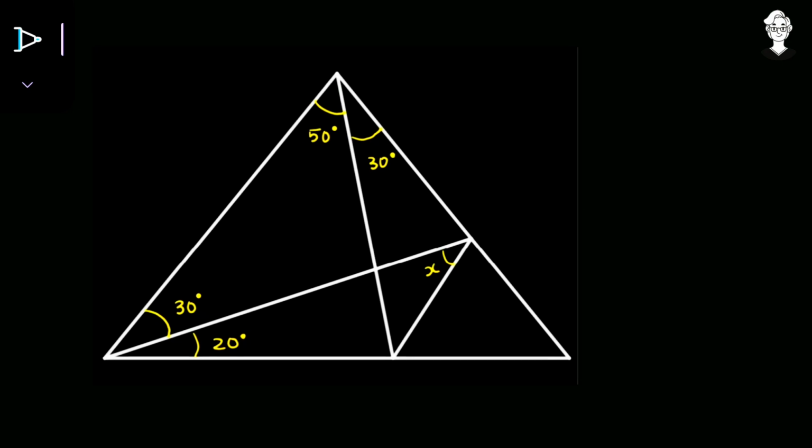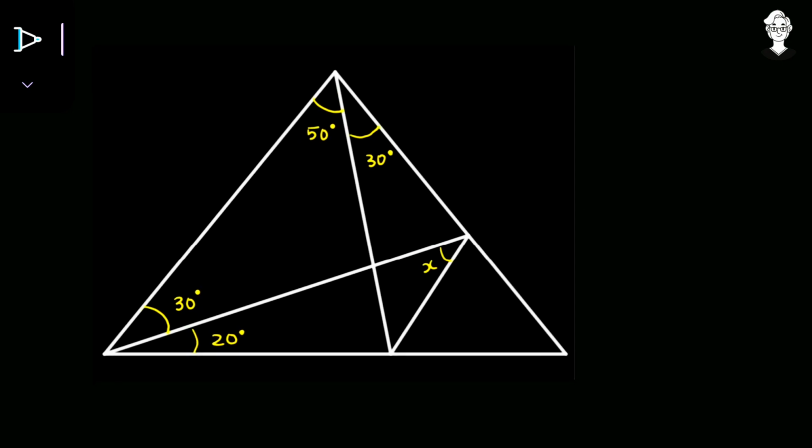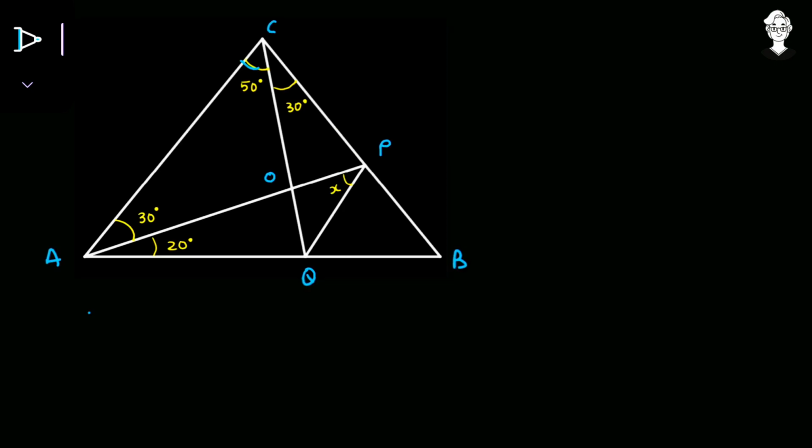First of all, let us mark this diagram: A, B, at the top the point let it be C, let this point be P, let this point be Q, and let this point be O. So yes, we have marked this diagram very nicely.